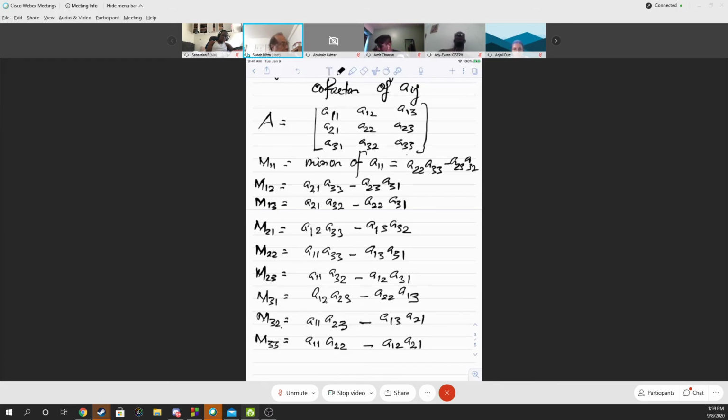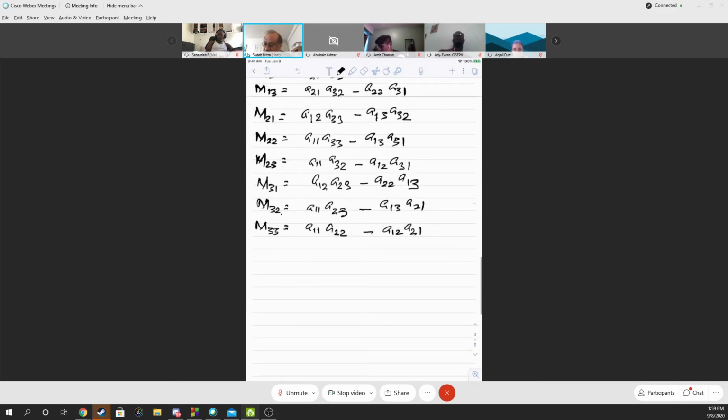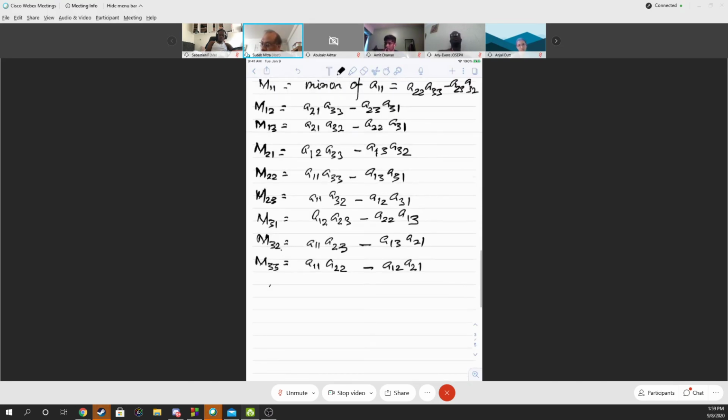So let us take a particular example. Suppose A. Remember, cofactors are what? Cofactors will be Cij, which is minus 1 to the power i plus j times the minor. They are the respective cofactors.